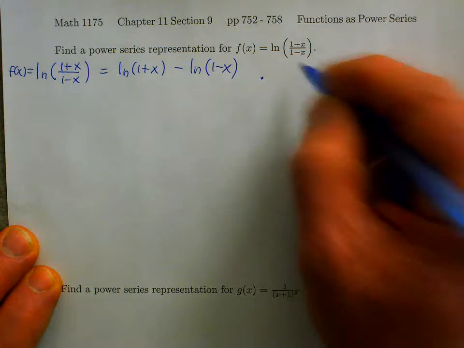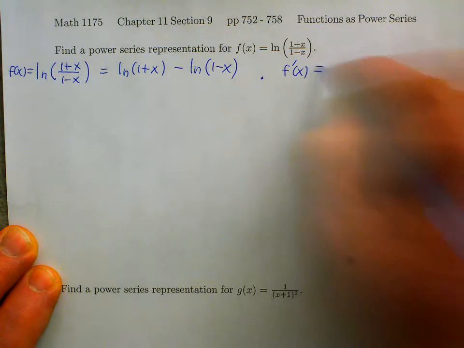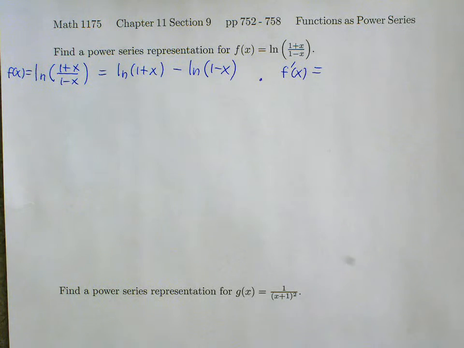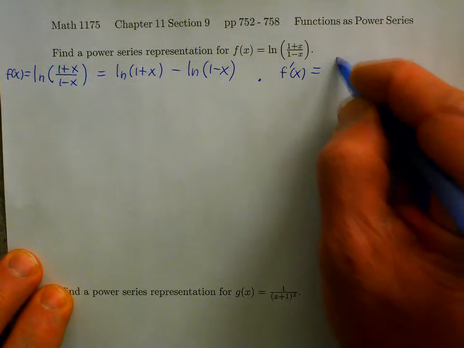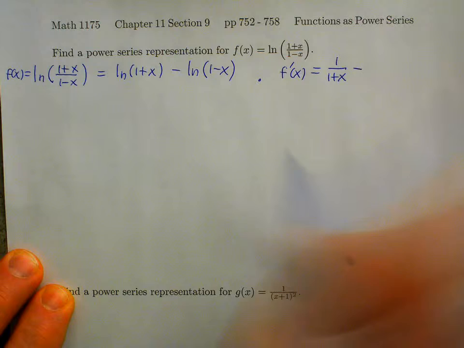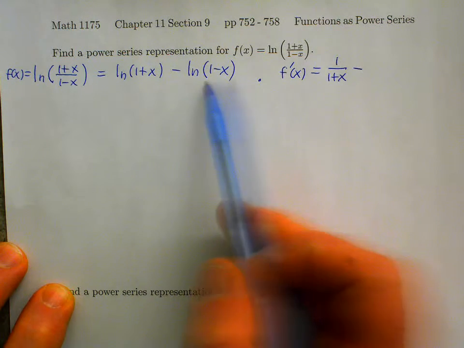So let's take the derivative of f. What's the derivative of the natural log of 1 plus x? Yeah, 1 over 1 plus x, and then we subtract the derivative of the natural log of 1 minus x.